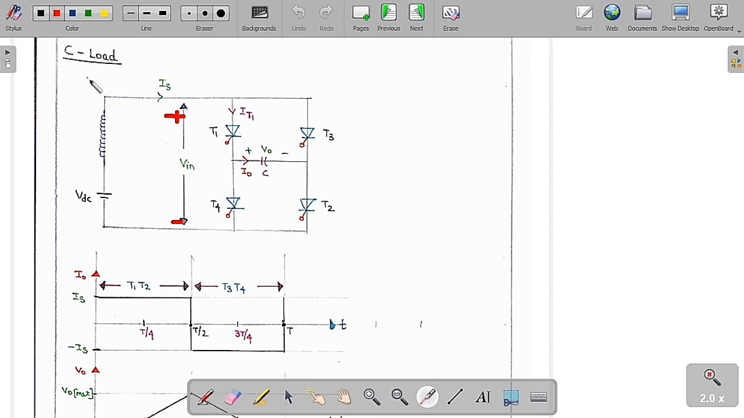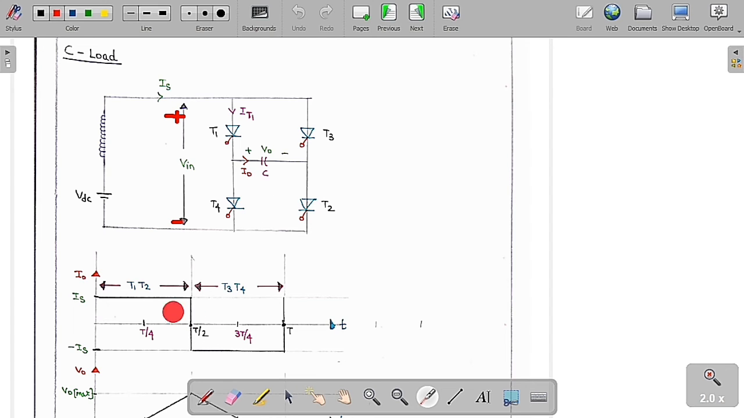So now we are going to learn about the C load. We have replaced the resistor load by the capacitor load. This is the current source inverter, with thyristors T1, T2, T3 and T4. We are going to keep a capacitor C. Just we have replaced the resistor load by the capacitor load. So the capacitor output voltage is V naught of t and the output current is I naught of t. This is the source current Is and this is the thyristor current IT1. This is the input voltage VIN, and this is the output voltage and the output current.